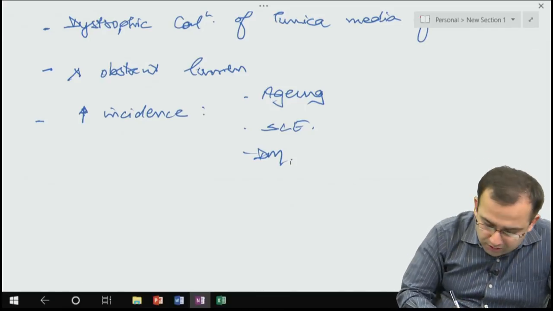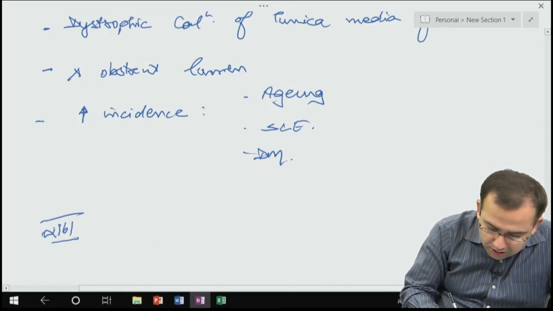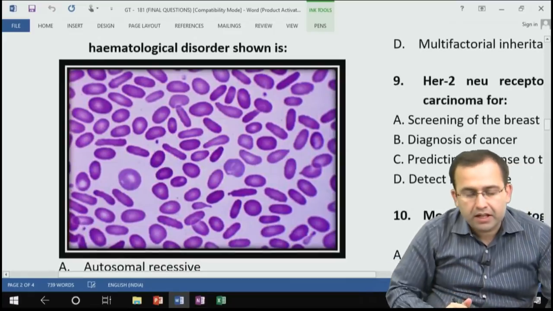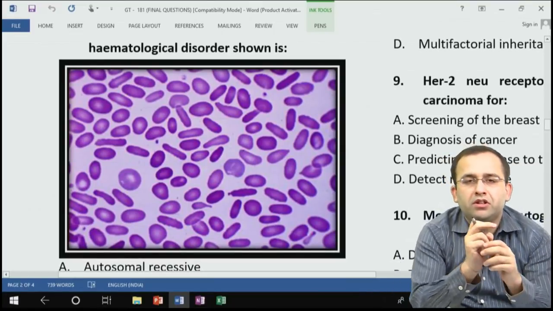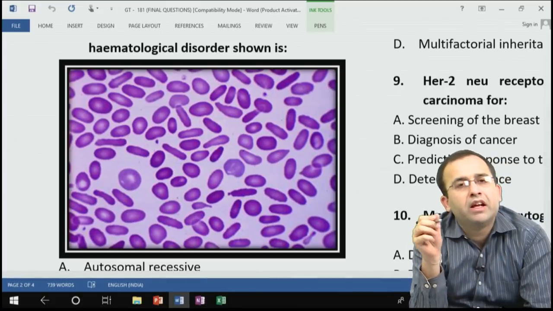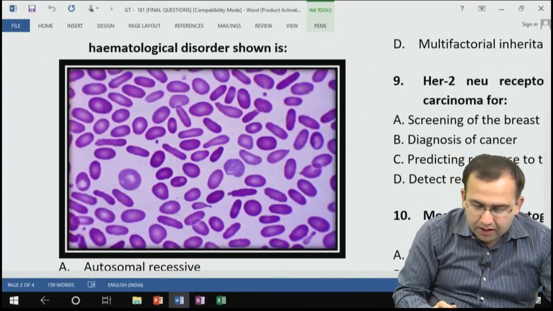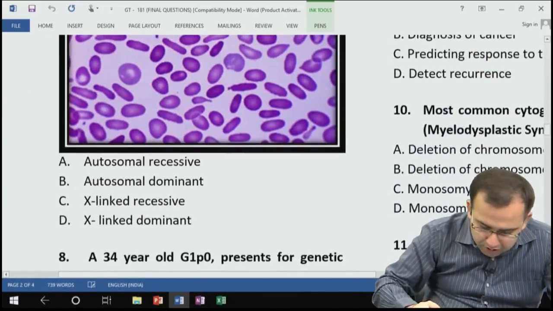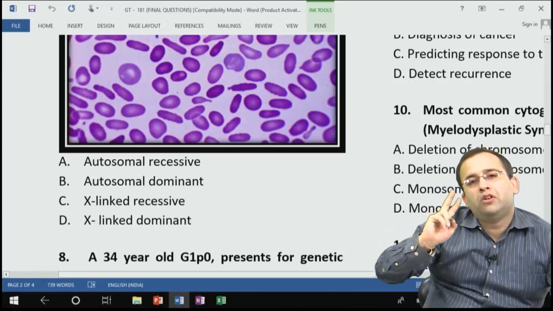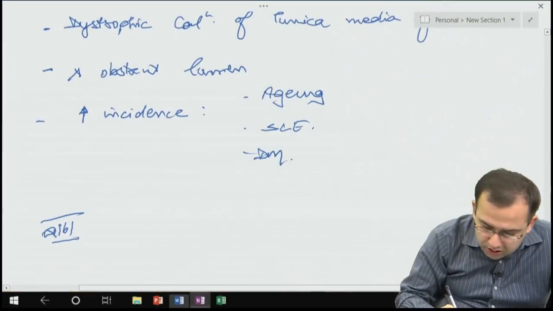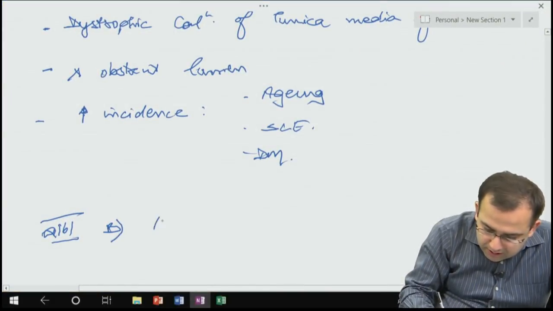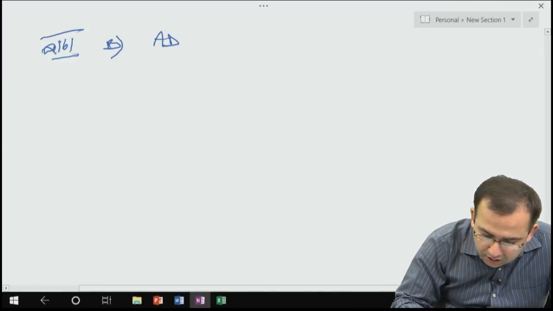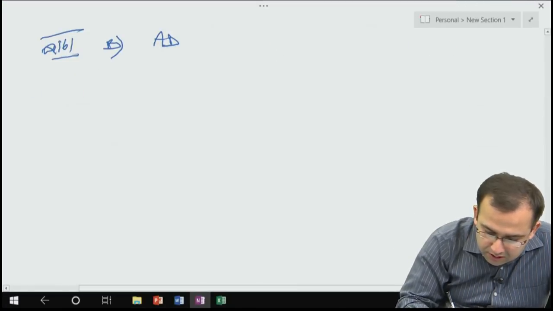Next, this gets us to the next question, that is question 161. The pattern of inheritance. Now, again, have a look at the image. What this shows us is the presence of elongated elliptical RBCs, that is hereditary elliptocytosis, HE, which is autosomal dominant in inheritance. So, question 161, the answer is B, that is autosomal dominant. It was a case of hereditary elliptocytosis.